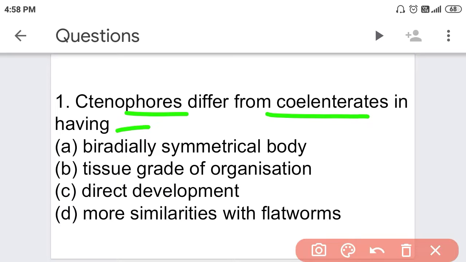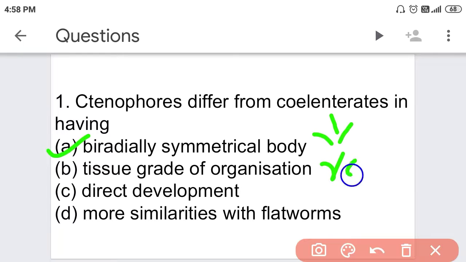The options are A, biradially symmetrical body, B, tissue grade of organization, C, direct development, D, more similarities with platyhelminthes. So the correct answer is A, biradially symmetrical body. As we know, Coelenterata shows radial symmetry, while Ctenophora show biradial symmetry.